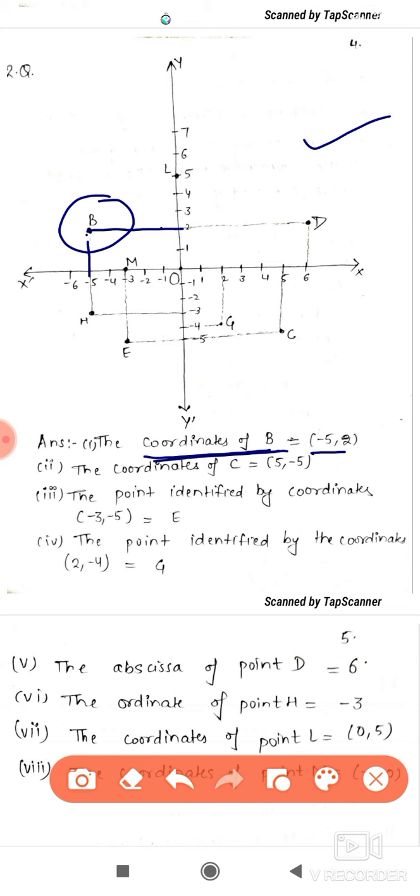And then the coordinate of C, they are talking about C, this one. We look at the x position and then the y position. This is 5 and this is -5. So we have written here (5, -5). Fine.